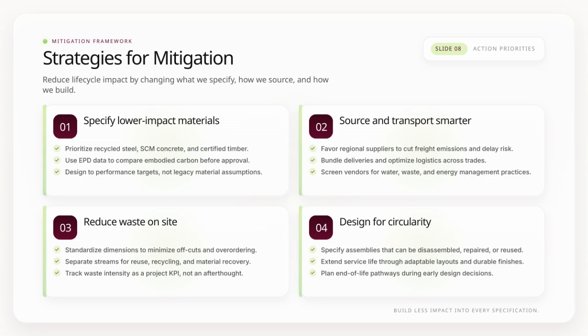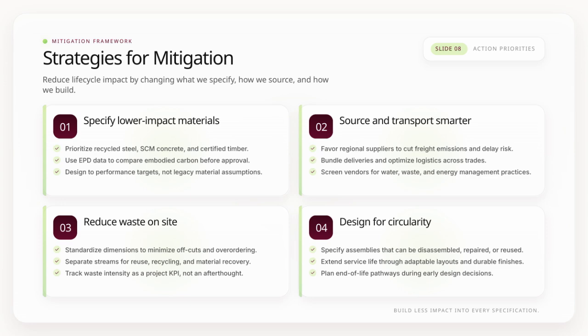First, specifying lower impact materials is crucial. We prioritize recycled steel, supplementary cementitious material concrete, and certified timber. Using environmental product declaration data helps us compare embodied carbon before material approval, ensuring we design based on performance targets rather than outdated assumptions.